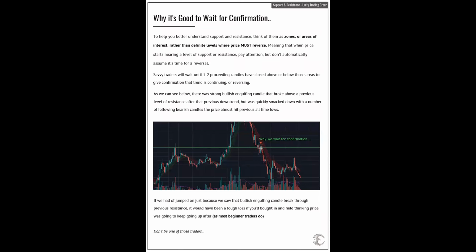And then a lot of traders will just hold this thinking that we're going to have another big move upwards from a previous level of resistance. And you would just find that you'd come all the way back down and you probably lost 30 or 40% of your stack, depending on what the coin is. Like we've said here, if you had just jumped on because you saw that bullish engulfing candle break through previous resistance, it would have been a tough loss if you bought in and held thinking price was going to keep going up after that, as most beginner traders do. So that's why a lot of people bought the top of Bitcoin and held it all the way down. That's hopium, baby. Don't be one of those traders.